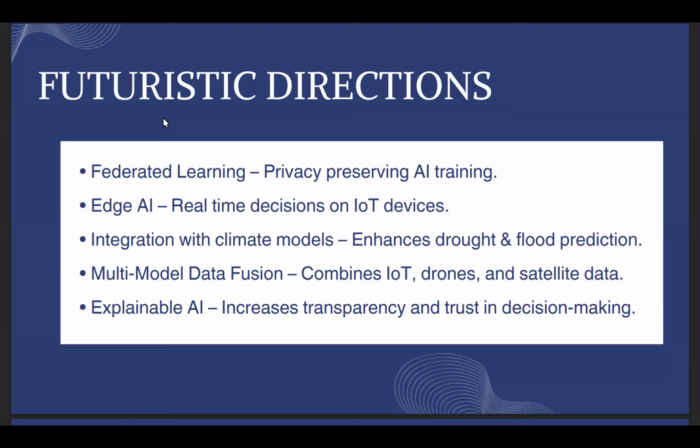Let us look at what are the futuristic directions that AI is moving towards. Federated learning enables privacy-preserving model training, and edge AI allows real-time decisions at sensor level. Also, integration with climate models helps us improve drought and flood prediction. And explainable AI, as I said earlier, increases the transparency and trust in AI systems.